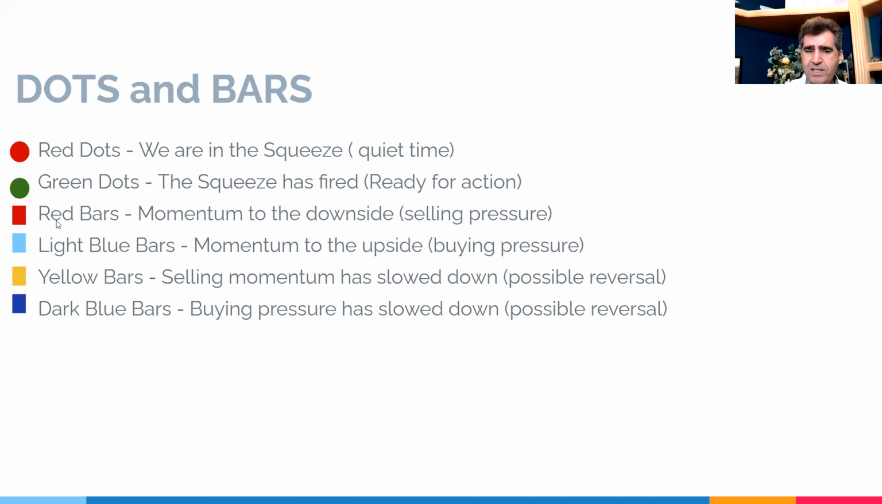If there are red bars, that means the momentum is to the downside. If it's light blue bars, it's momentum to the upside. Once this red bar changes to yellow, that means the move has already had its momentum. It's time to lighten up. You don't have to, in this case, just go and buy it, but be aware there is less pressure in selling, so a reversal is possible. The same thing if it's dark blue: the buying pressure has stabilized and it's run out of steam. Maybe it's a good time to watch for a possible reversal.